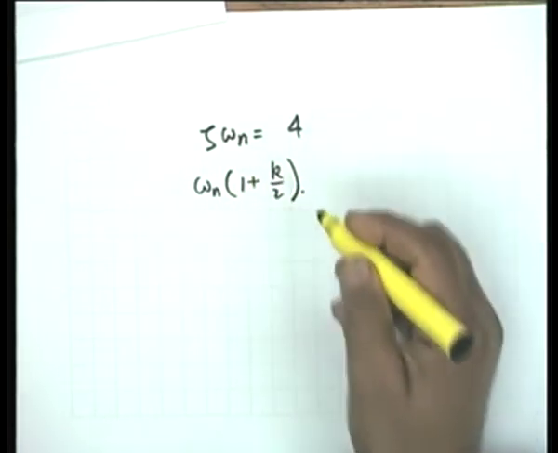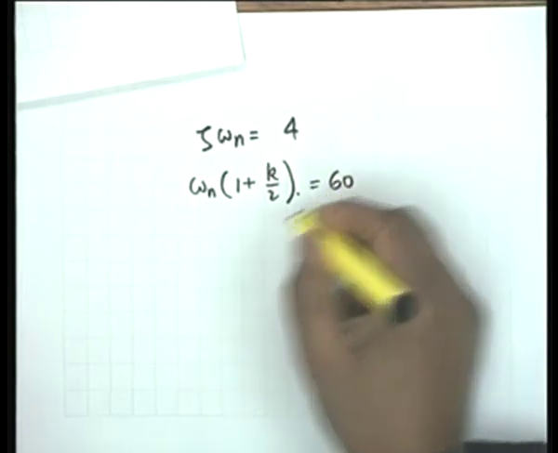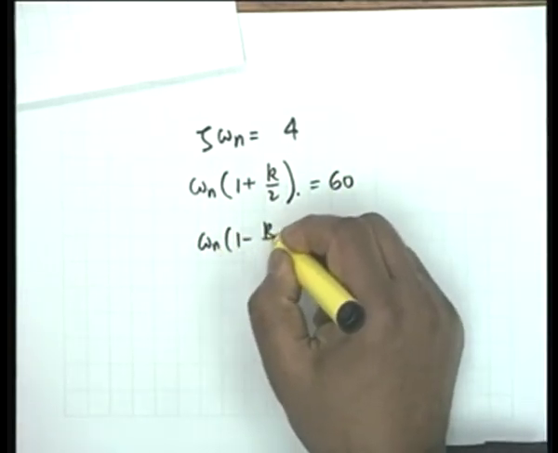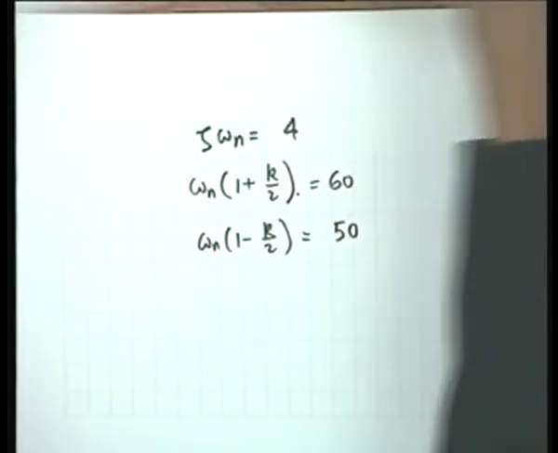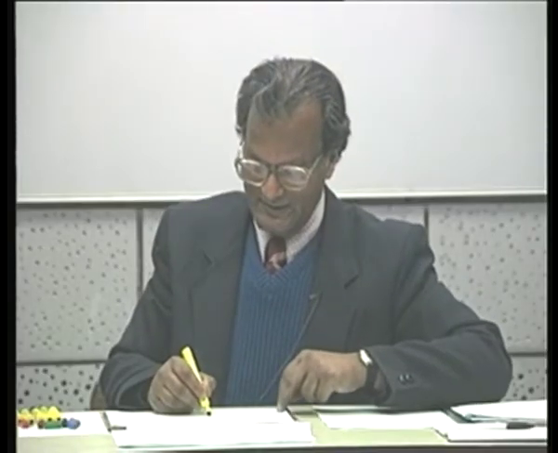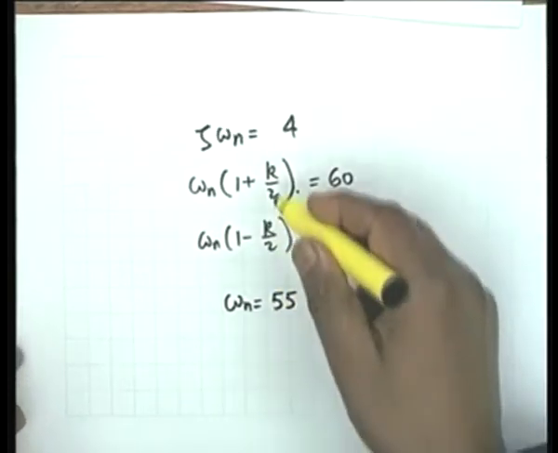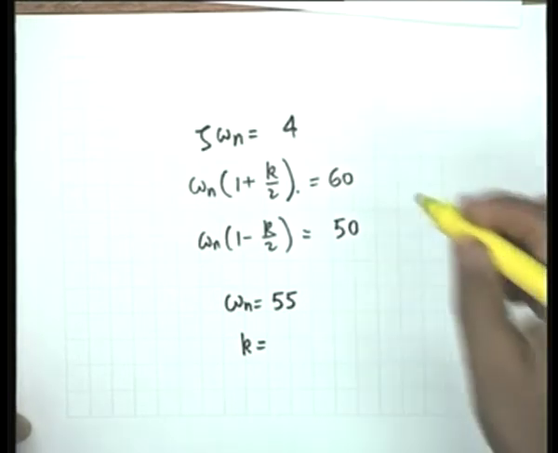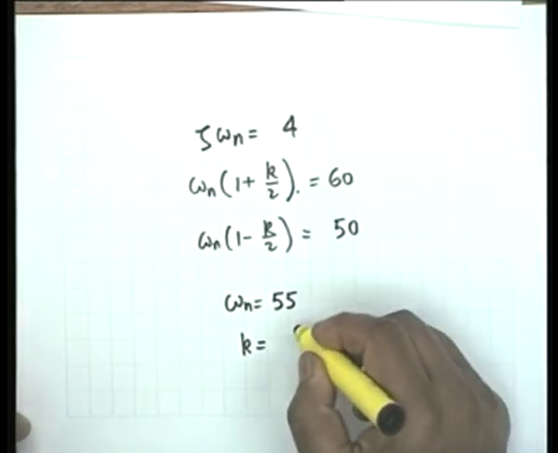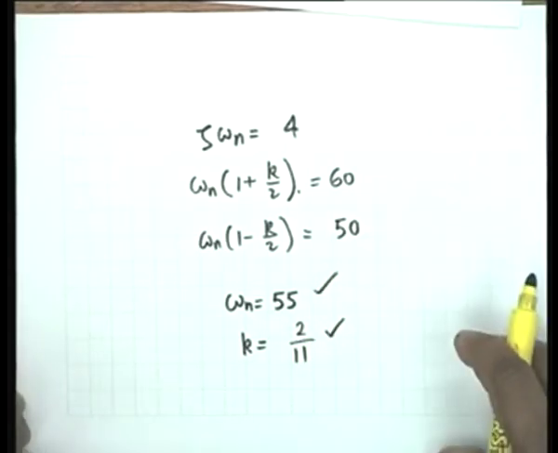Then from the high Q approximation, loose coupling and high Q, we get omega n times 1 plus k by 2, that is the upper pole in the upper S plane, equal to 60, and omega n times 1 minus k by 2, the lower pole in the upper half plane, is 50, and therefore omega n is equal to 55 radians per second. And by substituting this, you can get the value of k as 10 by 55, that is 2 by 11. Agreed? Omega n and k.